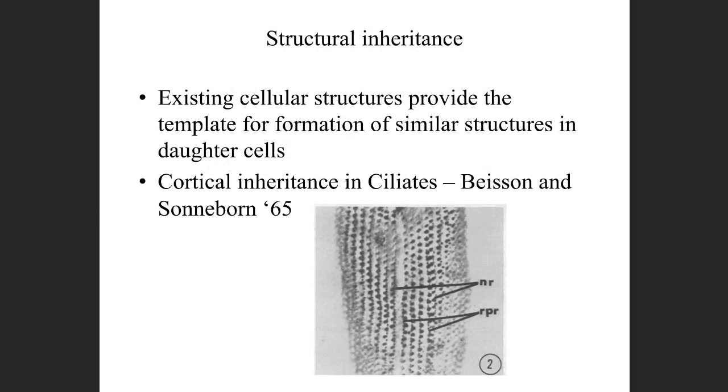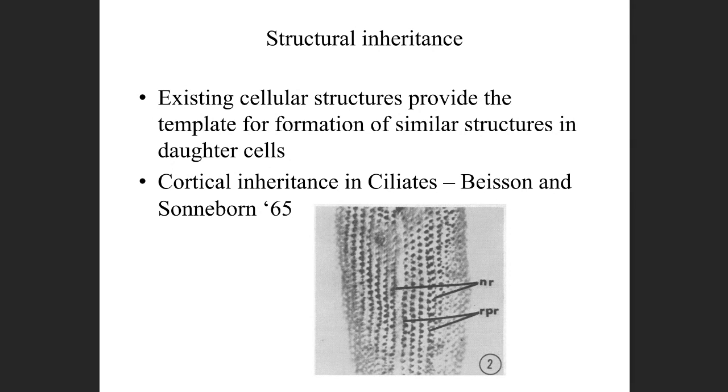Okay, another epigenetic inheritance mechanism is structural inheritance. And so there are really just two examples that I know of. One is in the formation of cilia, the patterns of cilia distribution in some protists. It's been studied in ciliates that have a lot of cilia. And there were nice early microscopic studies showing what the pattern of cilia distribution was.